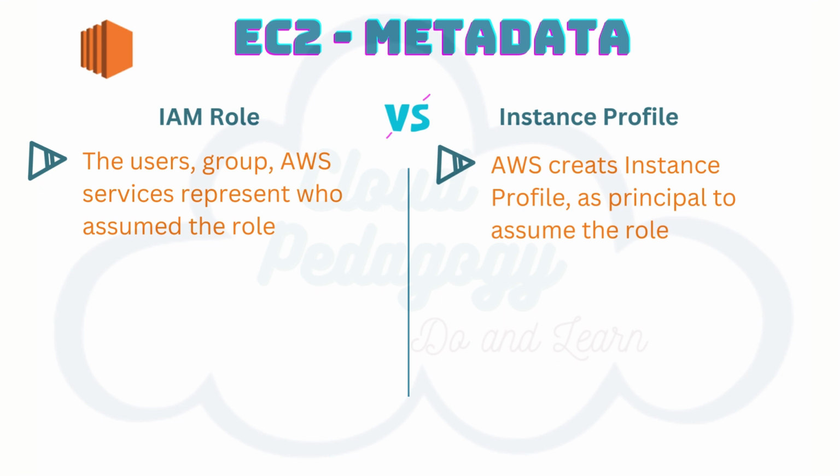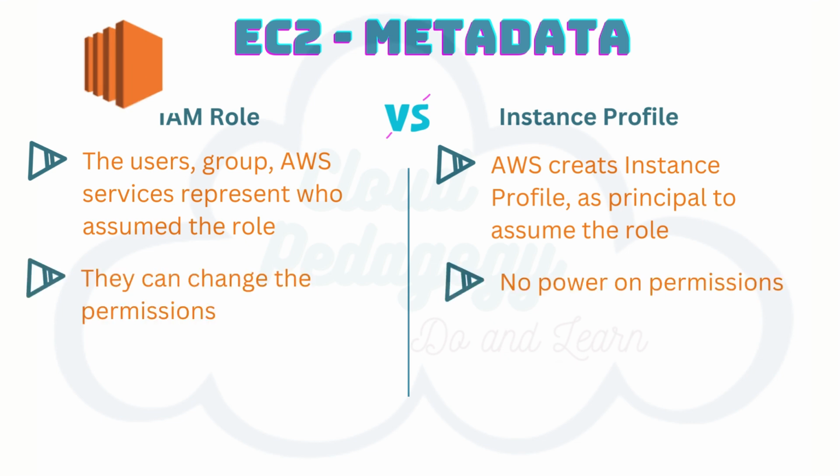Hence, AWS creates the instance profile as a principal to assume the role for an EC2 instance. The only thing the instance profile does is to assume the role attached to it. Beyond that, the instance profile has no other real power. The instance profile derives all its power from the assumed IAM role.